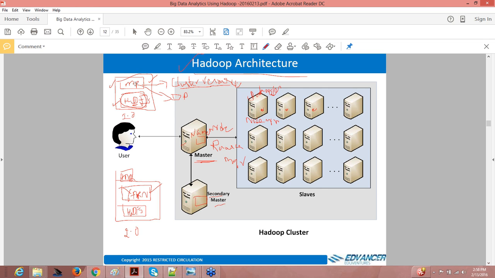And in 1.0, for the MapReduce component of Hadoop, the master is called the job tracker. Just be familiar with these names. And the workers, the slaves, are called task trackers.